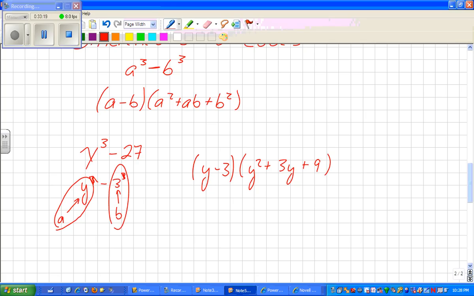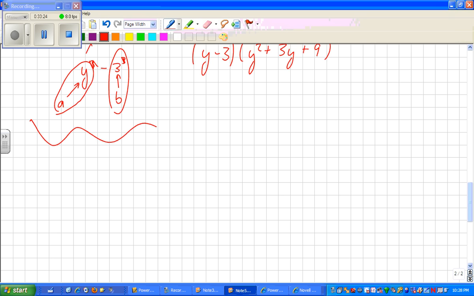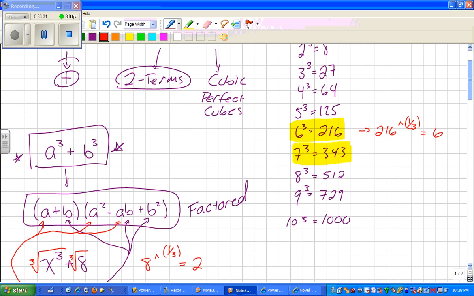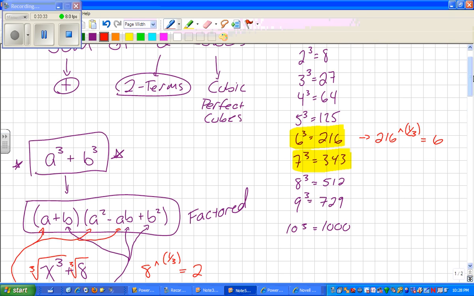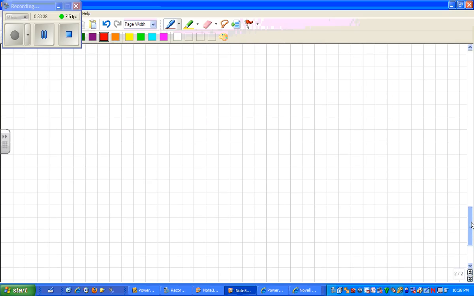Alright, how about one more, and then I'll let you guys start your homework. Okay, so I'm going to scroll up here and take a look and see what numbers I want to throw at you. Okay, I think I got it. Last problem of the day. 16 x to the fourth minus 128 x.